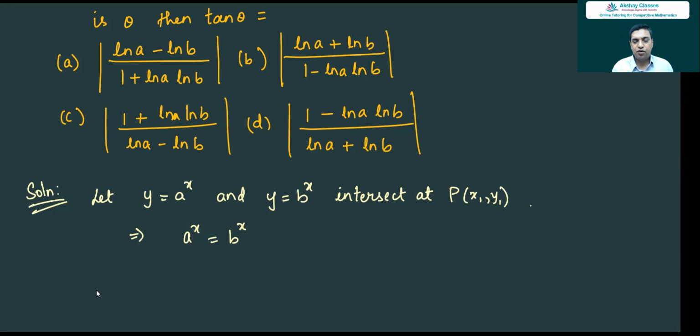A power x is equal to b power x. When is it possible? x is equal to 0. Very good. If a and b are two positive and different numbers, this will imply that x equals 0. So when x equals 0, you substitute x equal to 0: a power 0 is 1, b power 0 is 1. It means y equals 1.